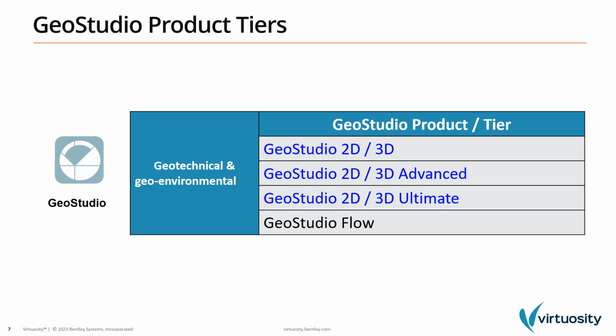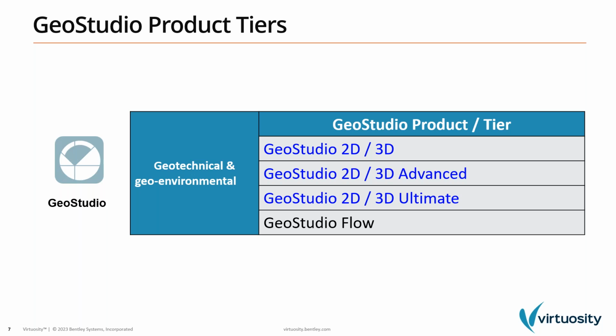GeoStudio 2D offers a foundational capability to perform limit equilibrium slope stability analysis for soil and rock. GeoStudio 2D Advanced offers all the essential capabilities of the GeoStudio 2D tier while introducing the ability to simulate steady state and transient groundwater flow in both saturated and unsaturated soil and rock.